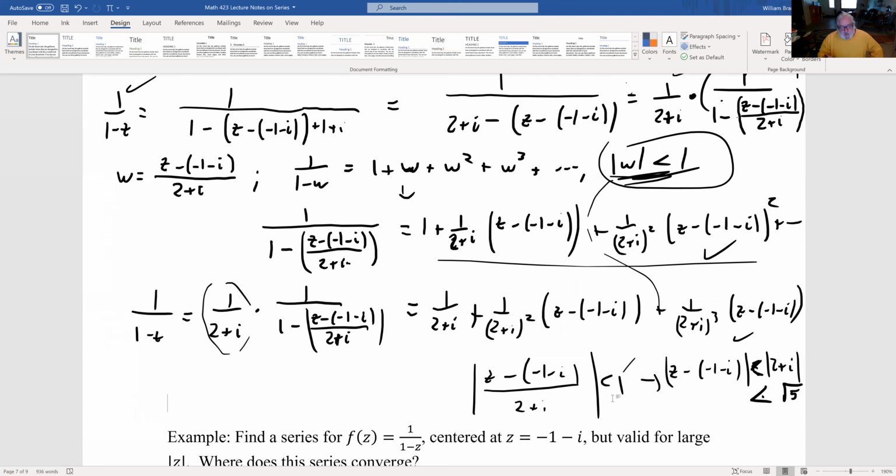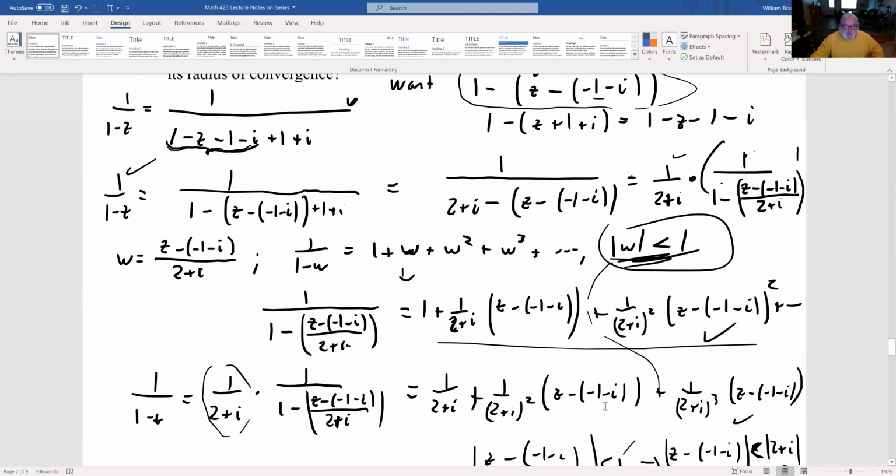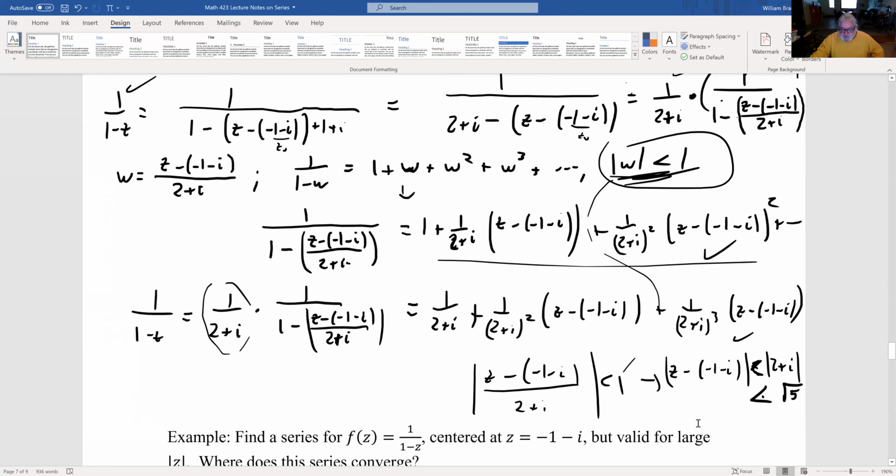Great. So it looks like a lot of algebra, but remember, this is my center, and I always want z minus my center and expand in that. And so this gets us our Taylor series.